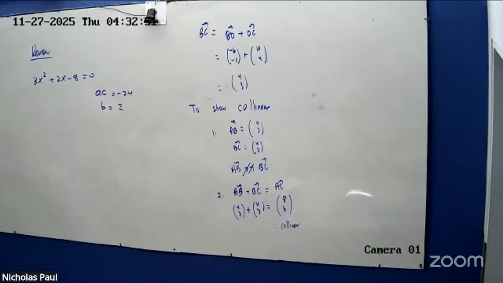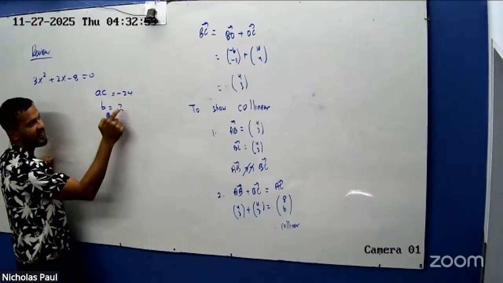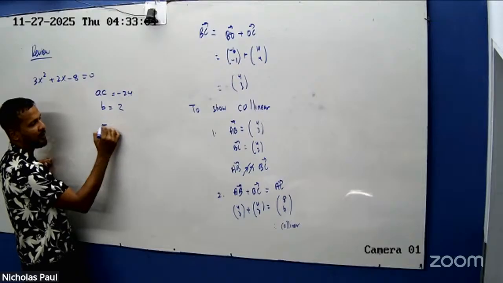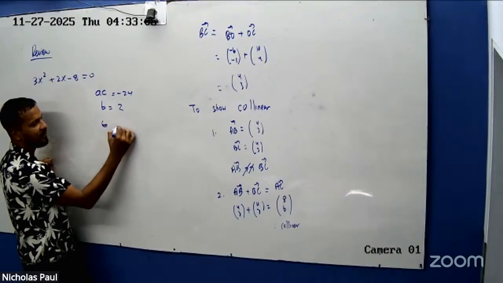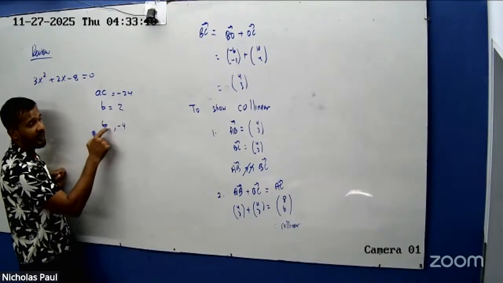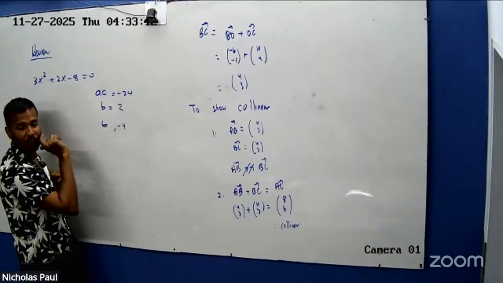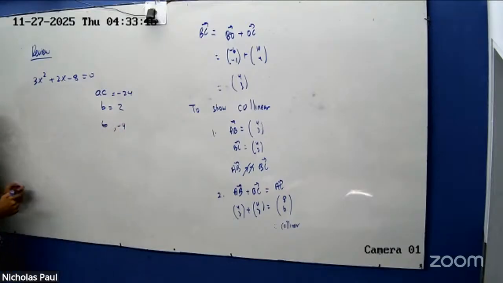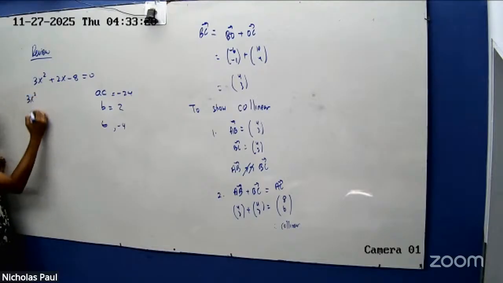Everybody okay with that? What do we need now? Two numbers that when multiplied will give us AC, and when added will give us B. The best thing we could think of is 6 and -4. 6 by -4 is minus 24. 6 plus -4 is 2. What's the next step?